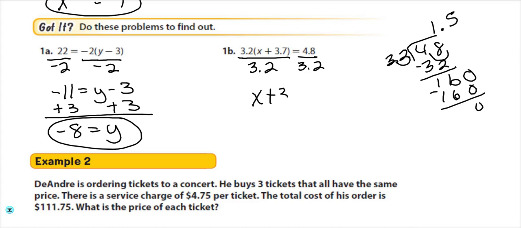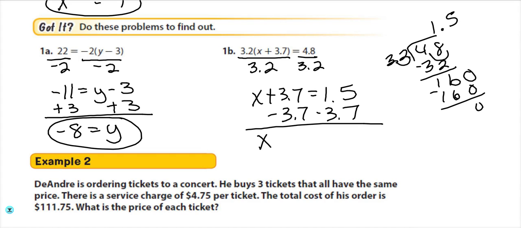So I get x plus 3.7 equals 1.5. Okay, then I got to minus off 3.7. And x, that cancels. Okay, let's switch this around here. So it's 3.7 minus 1.5. It's 2.2, and it's going to be negative. So negative 2.2.